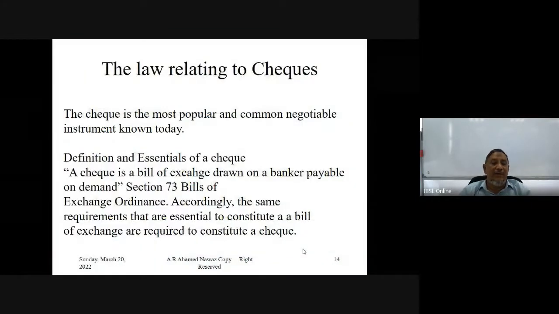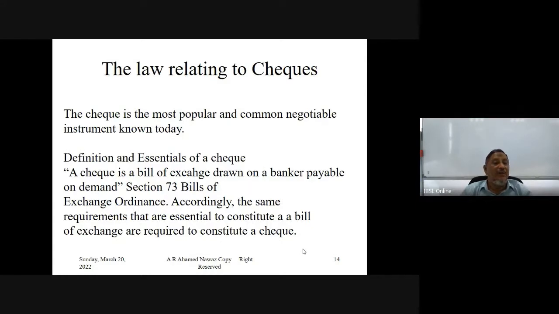What is law related to cheques? The cheque is the most popular, common negotiable instrument known today. Definition: a cheque is a bill of exchange drawn on a bank, payable on demand. Section 73 of the Bill of Exchange Ordinance. According to it, the same requirements that are essential to constitute a bill of exchange are required to constitute a cheque.